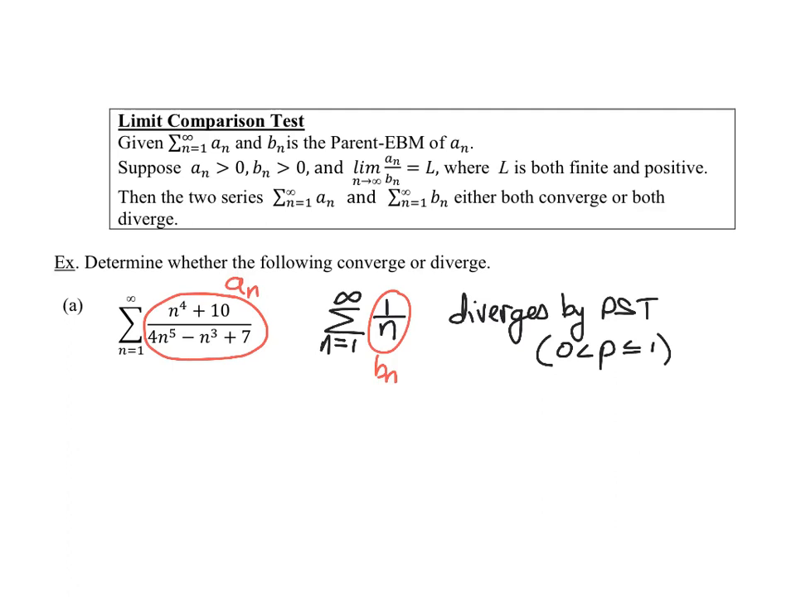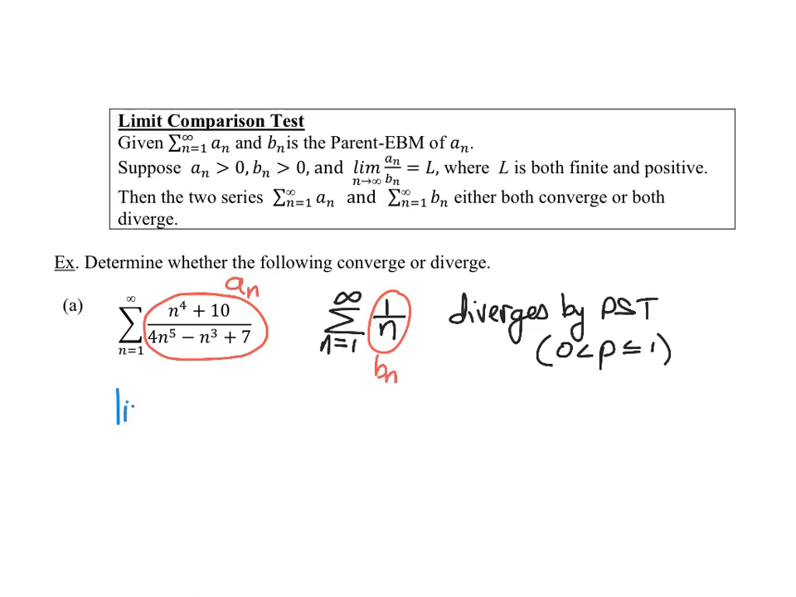All right, so we have that. If the other aspect of this is satisfied, meaning when I create the ratio I get a limit that exists, then I can draw the conclusion that the given series also diverges. But if I go to find the limit and I get something that is infinite or negative, then this test fails. I have to do something else.